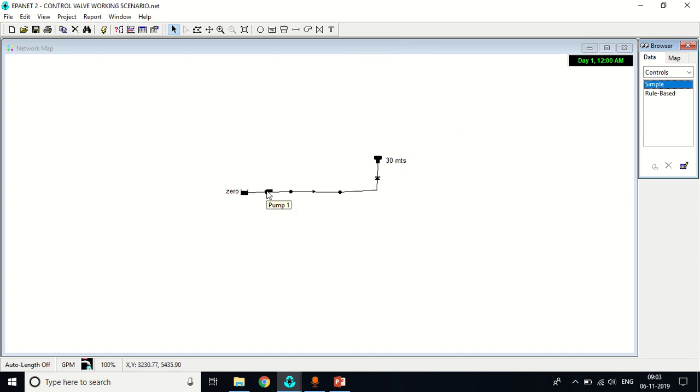The pump series will be covered in the next lecture, so that you can better understand how this is working. But as of now, you only focus on this control check valve.